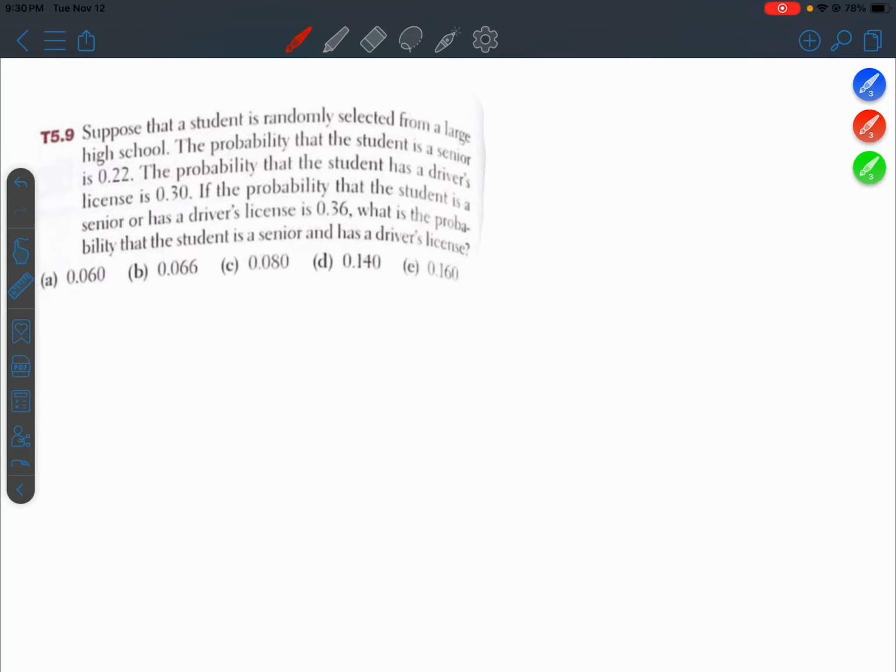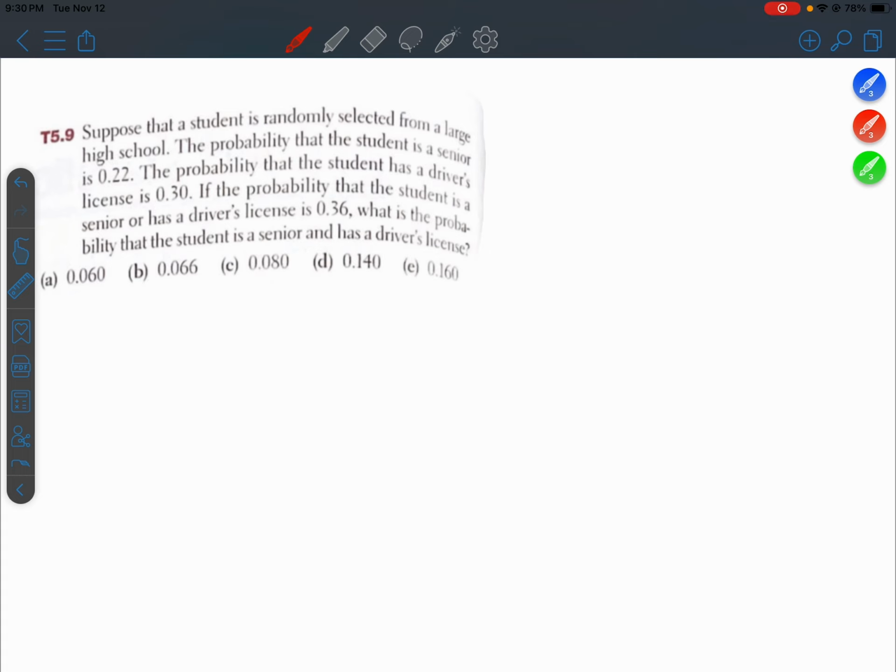Question number 9. Suppose that a student is randomly selected from a large high school. The probability that the student is a senior is 0.22. The probability that the student has a driver's license is 30%. If the probability that the student is a senior or has a driver's license is 0.36, then what is the probability that the student is a senior and has a driver's license?